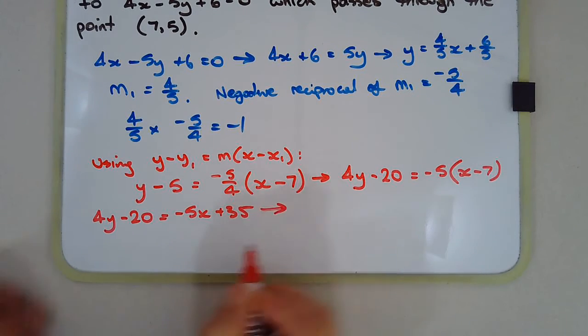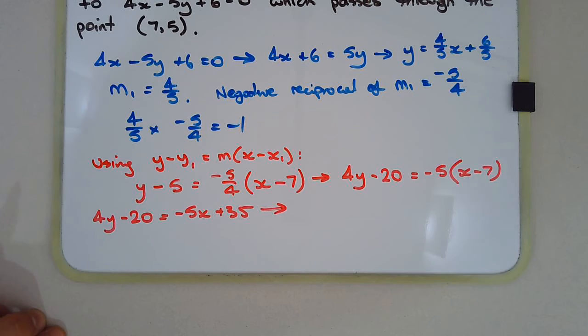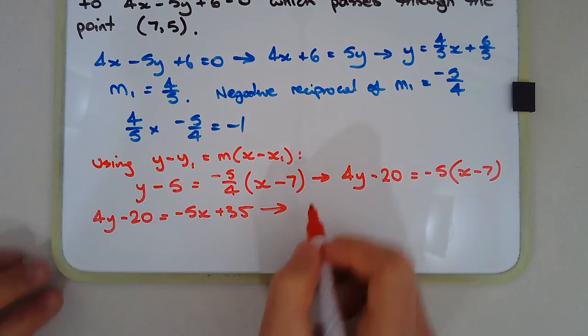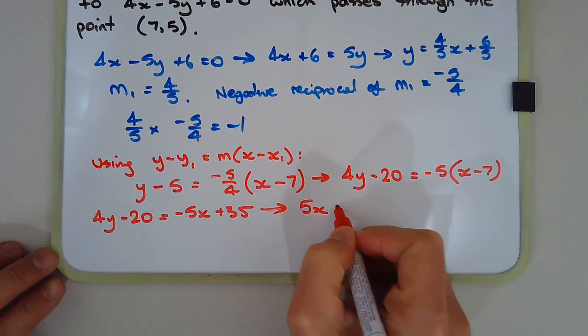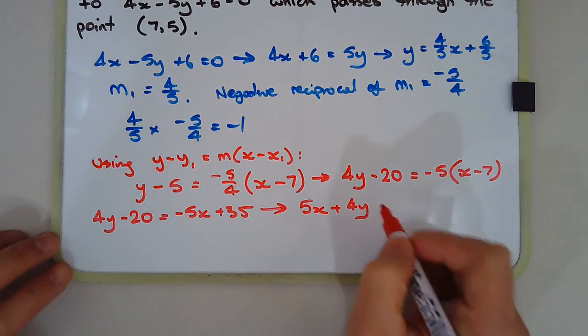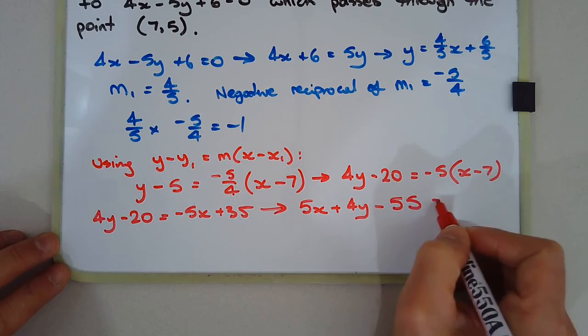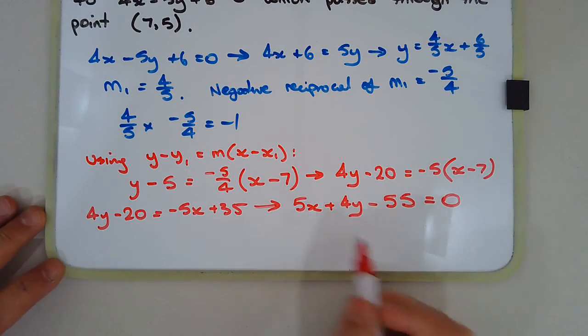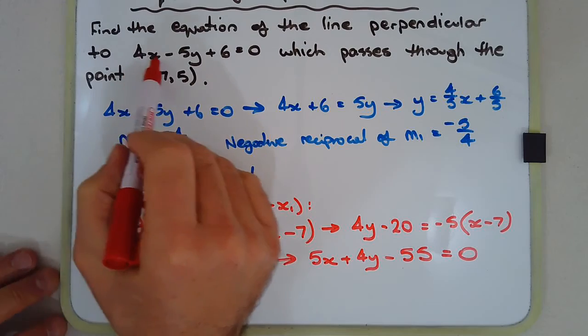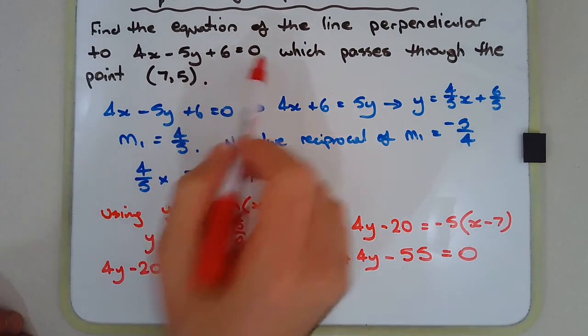And we could just move everything over now to the left hand side, and that lends itself well. The negative 5x is going to turn positive when you move it over. So that'll be 5x plus 4y. Then you have negative 20, and then subtracting another 35 from that. So that's going to be minus 55 is equal to 0. And this is the line that is perpendicular to the line 4x minus 5y plus 6 equals 0.